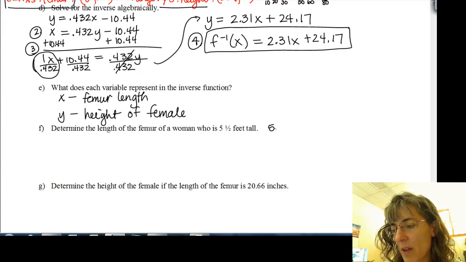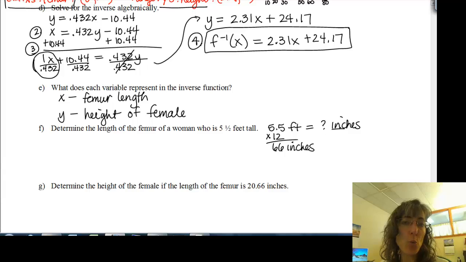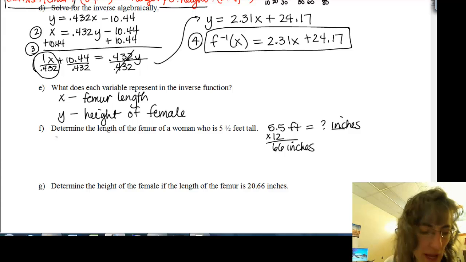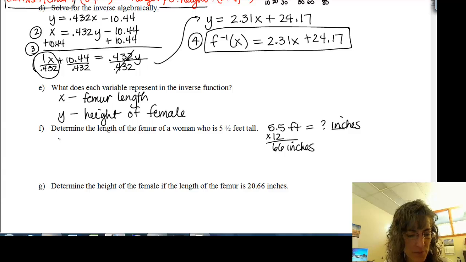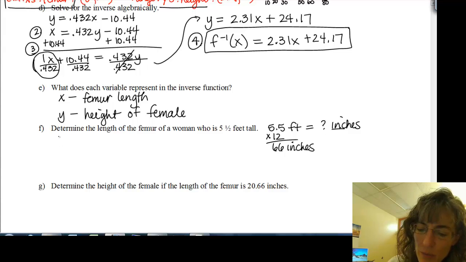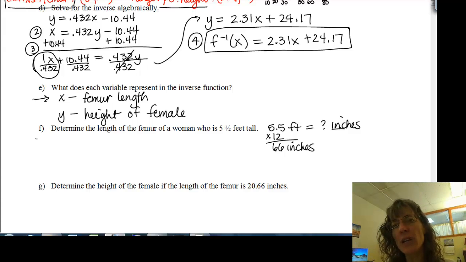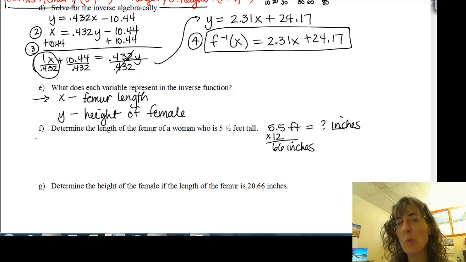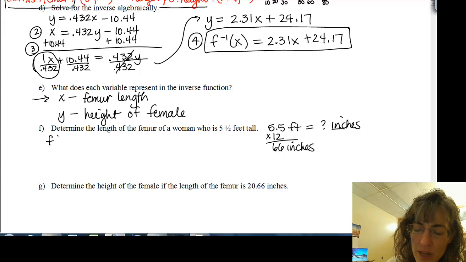Determine the length of the femur of a woman who's 5.5 feet tall. So 5.5 feet equals how many inches? And to find how many inches, we can just multiply by 12, and so we get 66 inches. So a 66-inch woman, and since we have the height of the woman, we really want to use the function that you can plug in the height. And this function, I have it written right here. This function where we plug in x, it's the femur length, and that's not what we want to plug in. We want to plug in height.